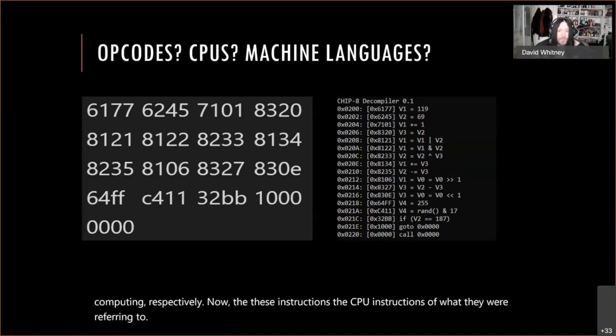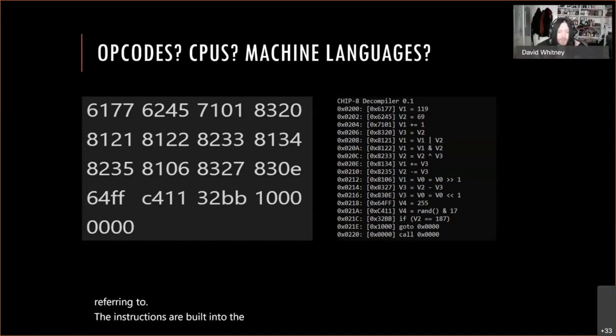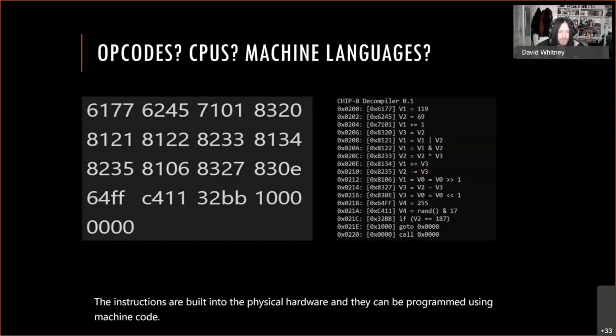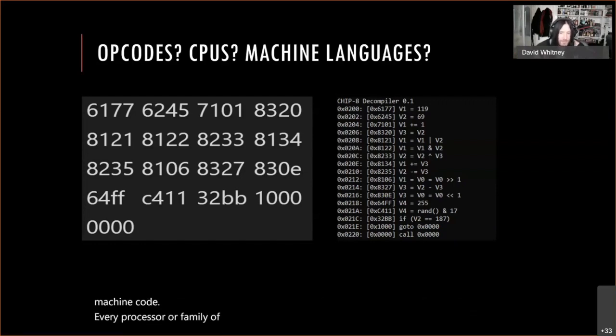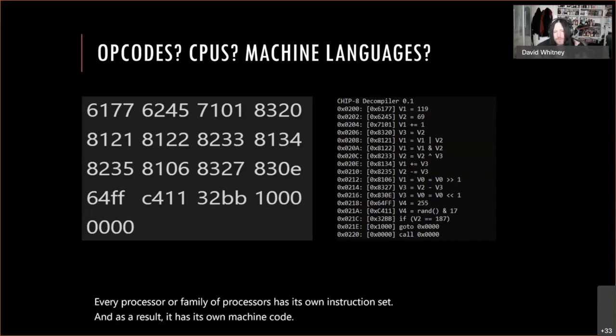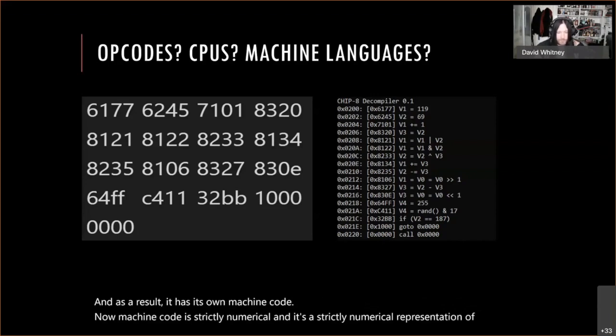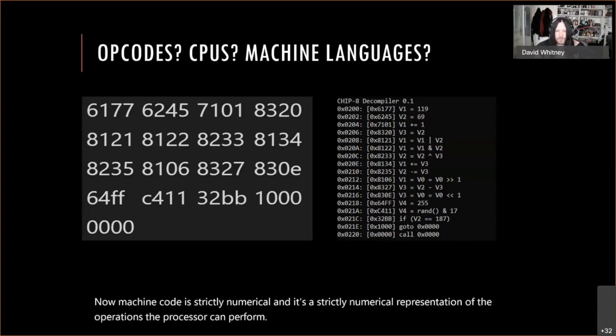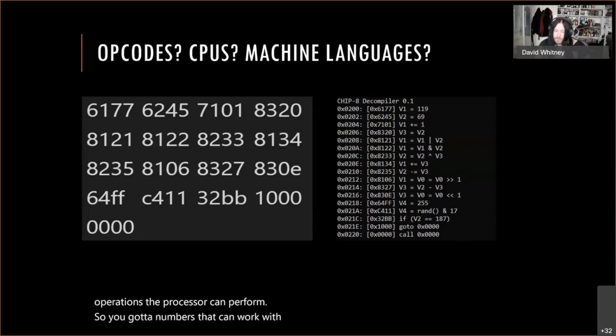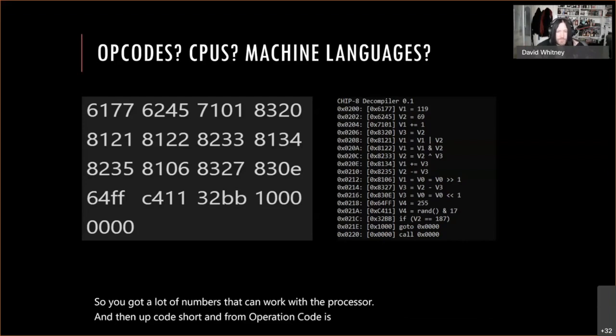The instructions are built into the physical hardware, and they can be programmed using machine code. Now, every processor or family of processors has its own instruction set, and as a result, it has its own machine code. Machine code is a strictly numerical representation of the operations that a processor can perform. So you've got a lot of numbers that can work with a processor. And an opcode, shortened from operation code, is the part of the machine code which specifies what operation the CPU should do.